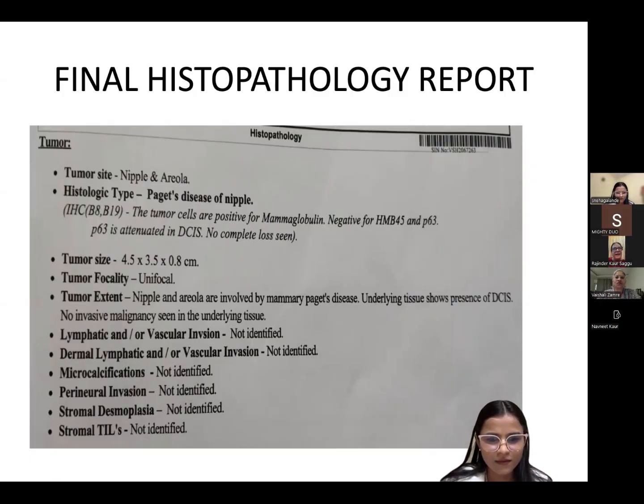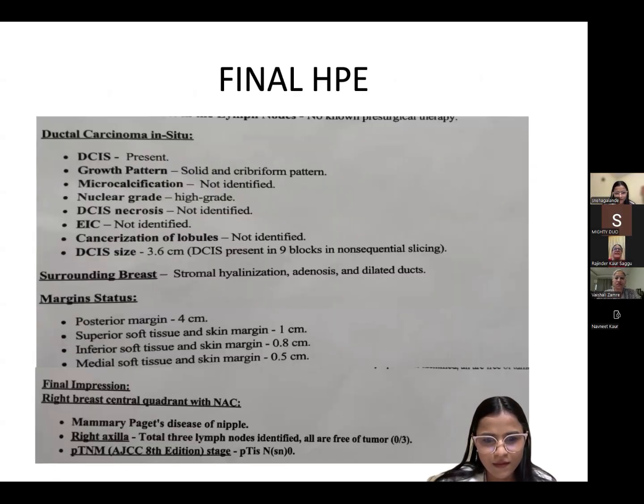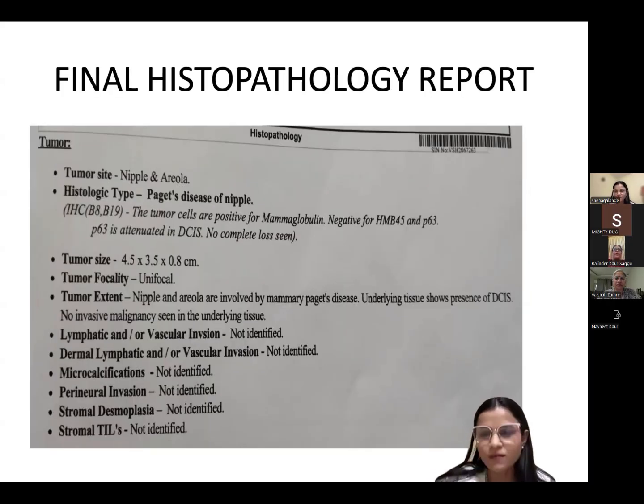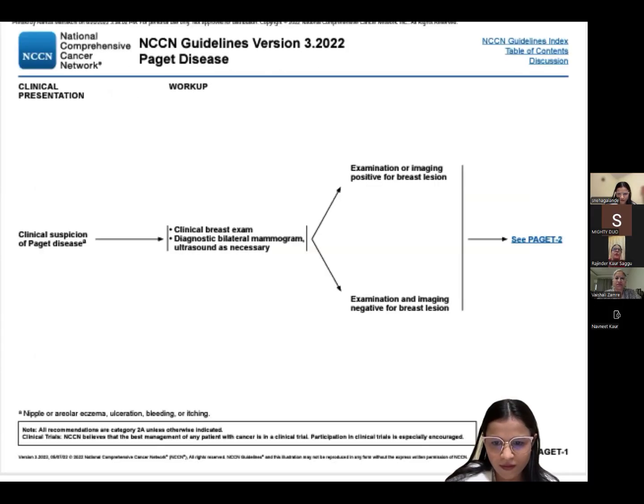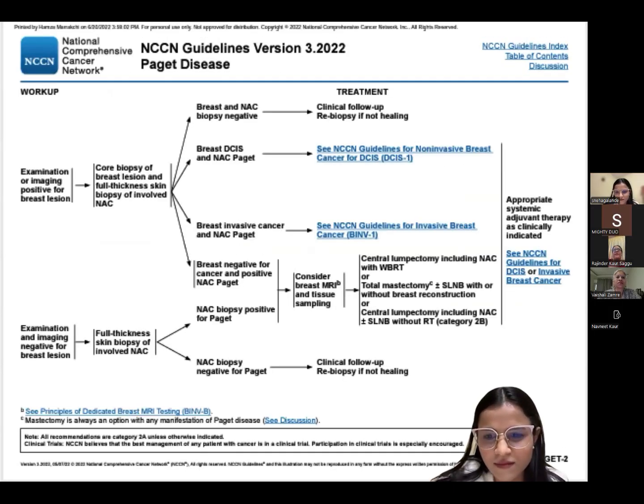Yes, we could have avoided sentinel lymph node biopsy because on mammography definite microcalcification areas were not seen, and even on MRI there were no ill-defined areas which could have been suspicious. But on biopsy there was DCIS. On the final histopathology report there was a component of DCIS which was high grade. Yes, that's an indication.